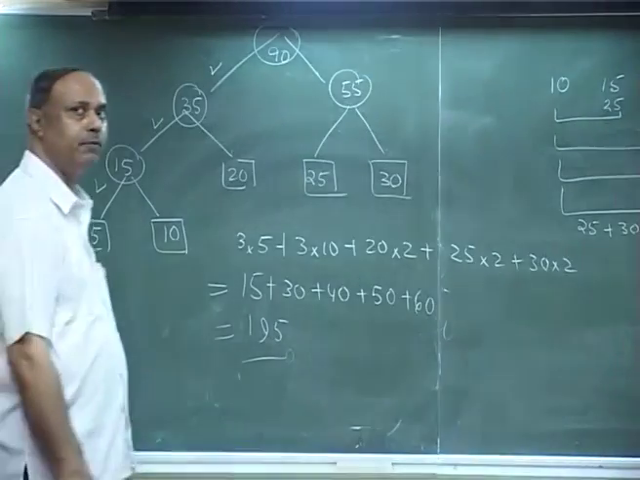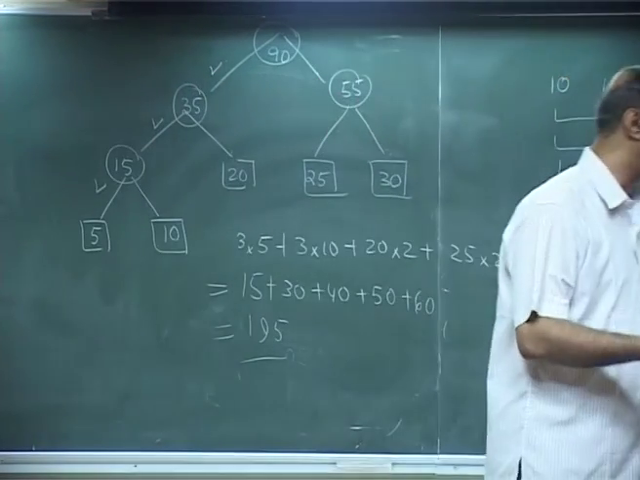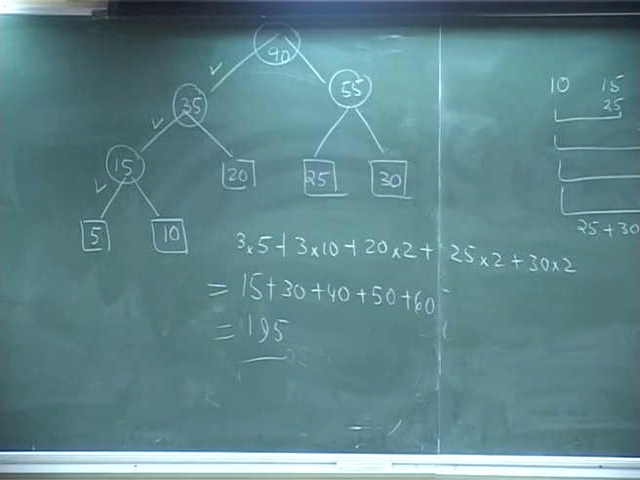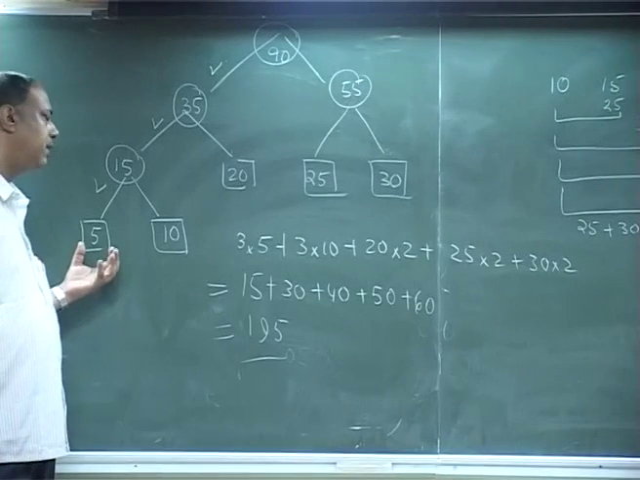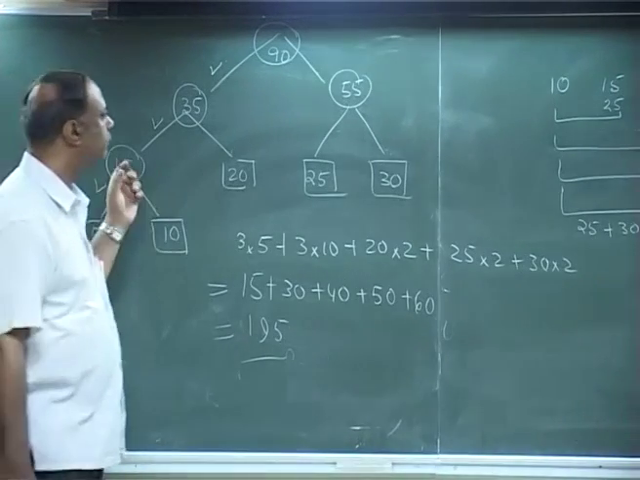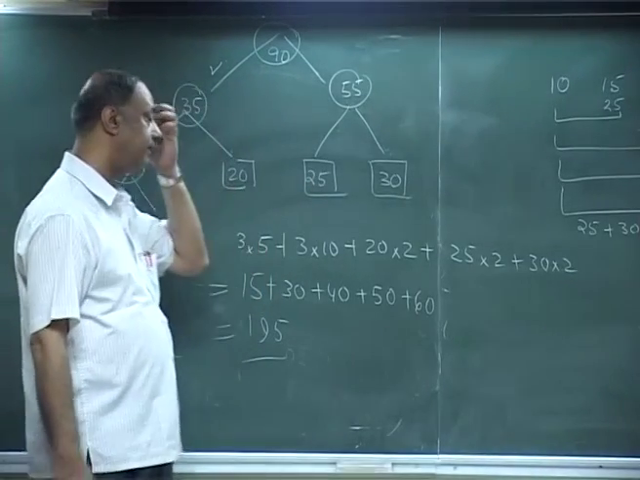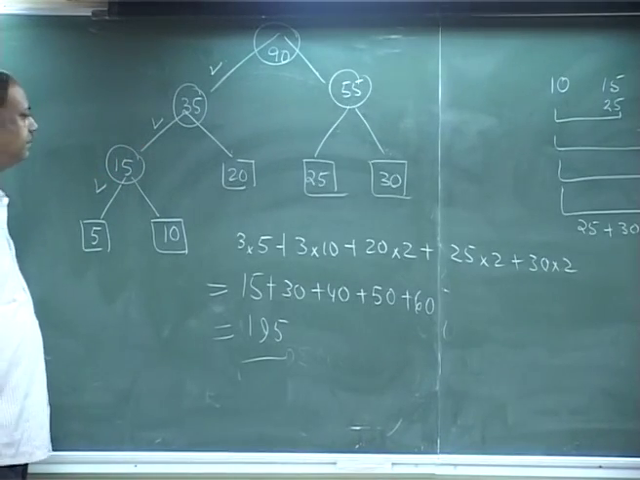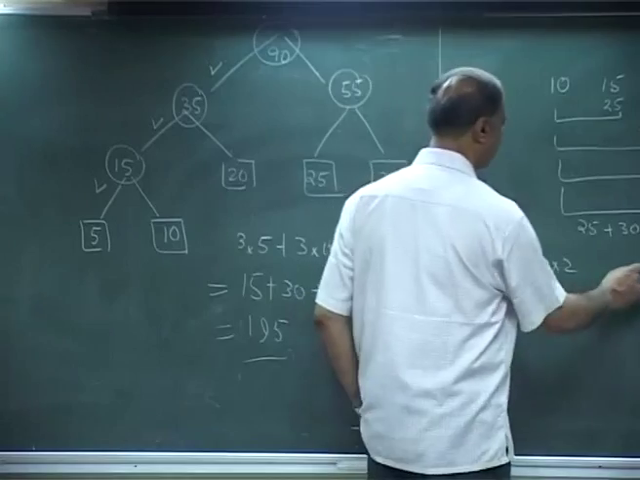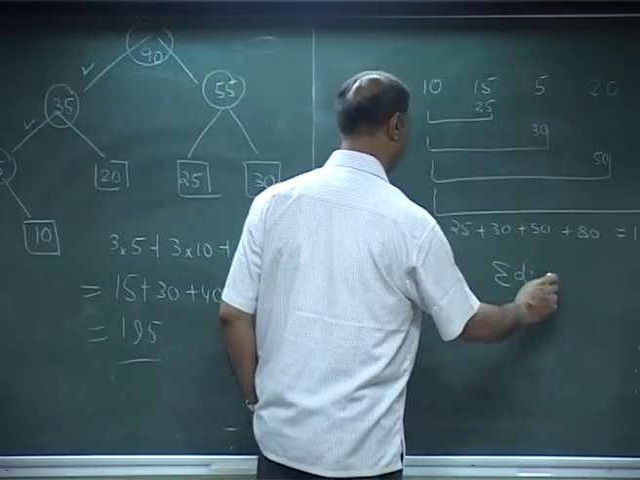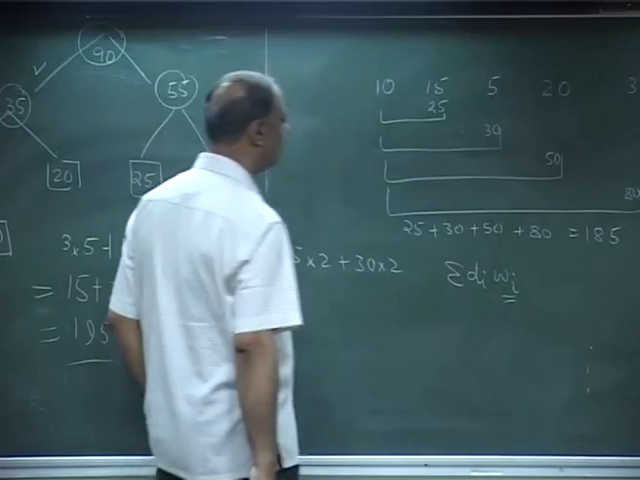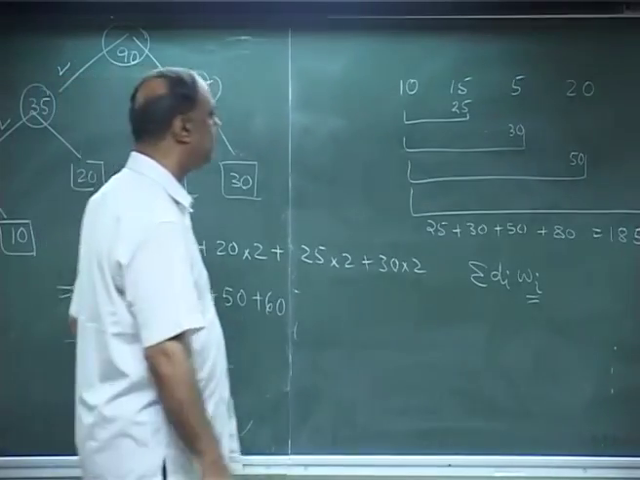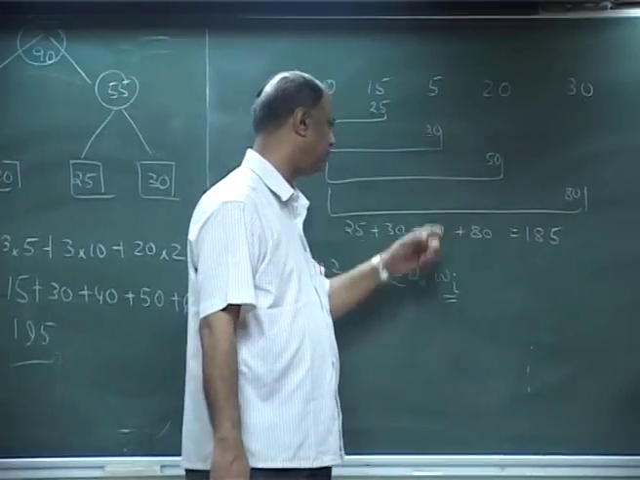So what you have done here: first, you have picked up the 2 files with the smallest size at the bottommost level, and then you merge them, and you pick the 2 smallest files again, merge them, and so on. Okay? So the formula becomes di into wi, where wi is the number of records in the ith file, and di is the distance of the ith record from the root.